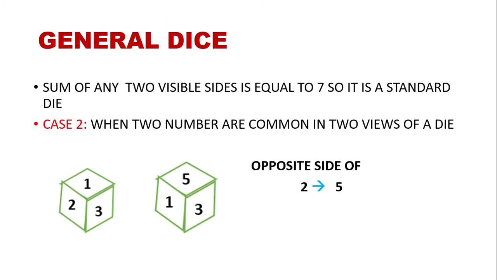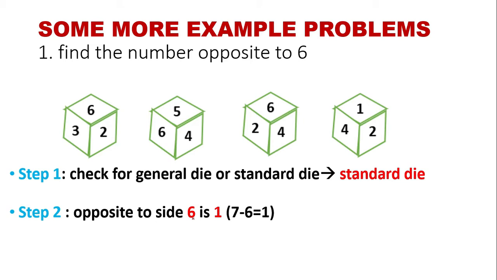In the second case, both views have the same numbers. That is 1 3 in this view and 1 3 also in this view. So in this case, the opposite side of 2 is 5, because these two sides have the common numbers. We will be seeing some more examples.